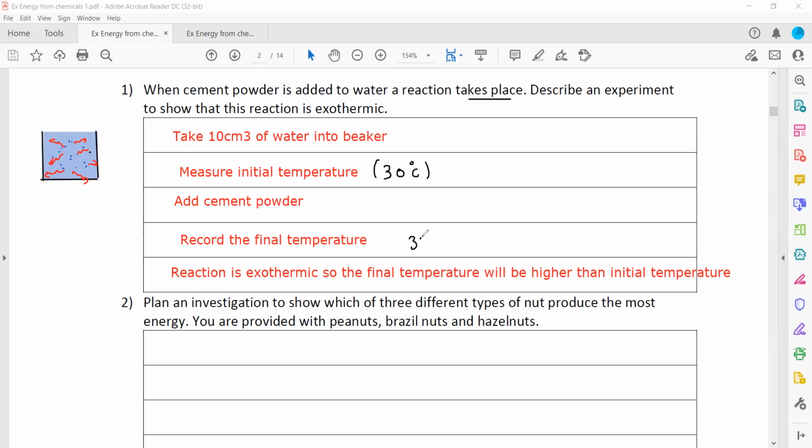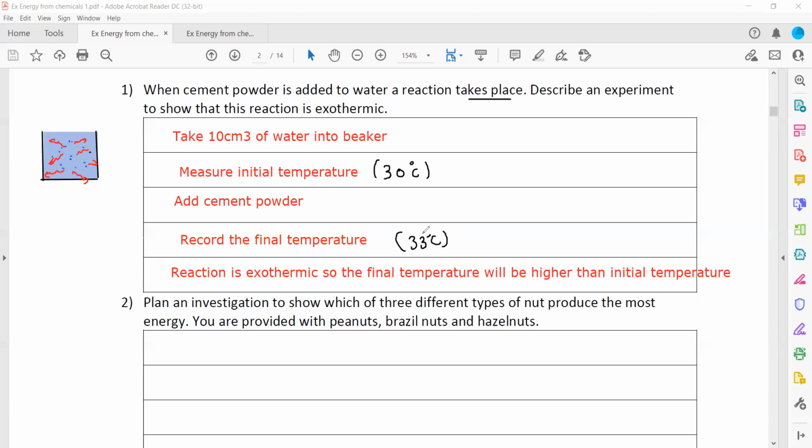Example, the final temperature is 33 degrees centigrade. So if the final temperature is higher than the initial temperature, this simple experiment proved that addition of cement powder to water is an exothermic change, or energy is released or given out.